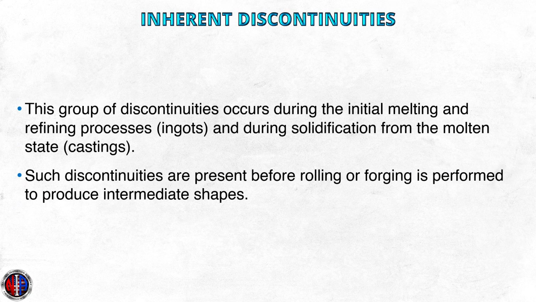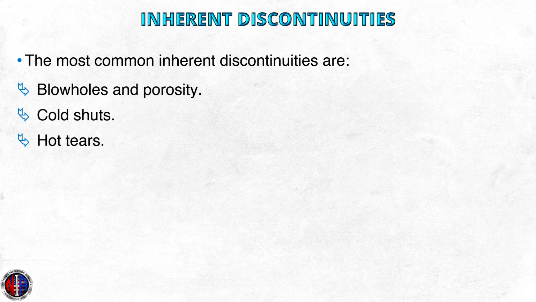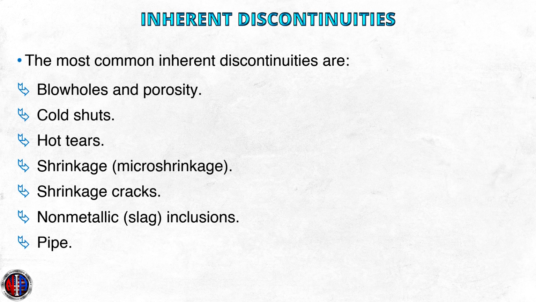Inherent discontinuities. This group of discontinuities occurs during the initial melting and refining processes, such as with ingots, and during solidification from the molten state in castings. Such discontinuities are present before rolling or forging is performed to produce intermediate shapes. The most common inherent discontinuities are blowholes and porosity, cold shuts, hot tears, shrinkage, also known as microshrinkage, shrinkage cracks, non-metallic or slag inclusions, and pipe.